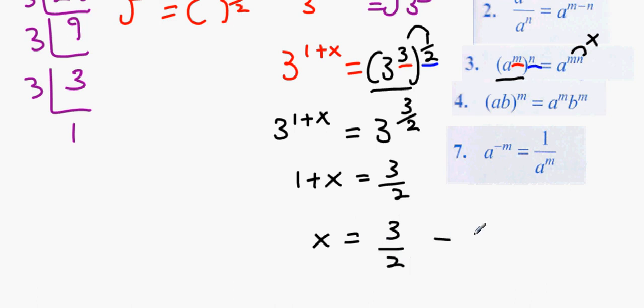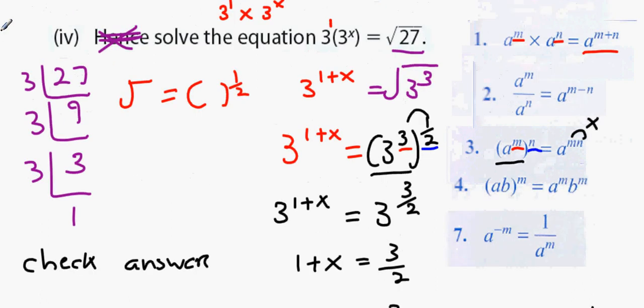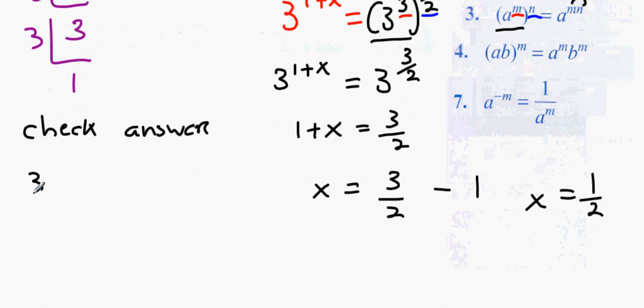Okay, and what we can do now is check the answer. To check the answer, all we have to do is write down 3 to the power of 1 multiplied by 3 to the power of a half into the calculator. Just check this out. Calculator.